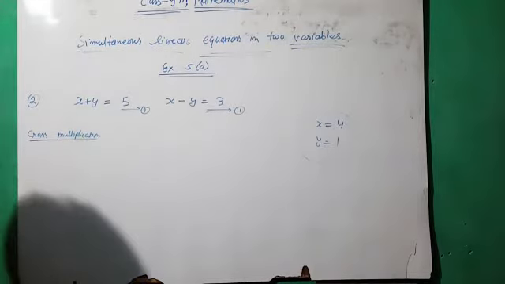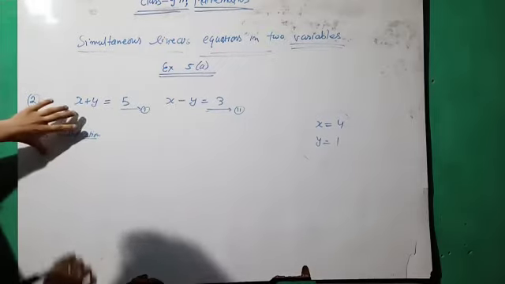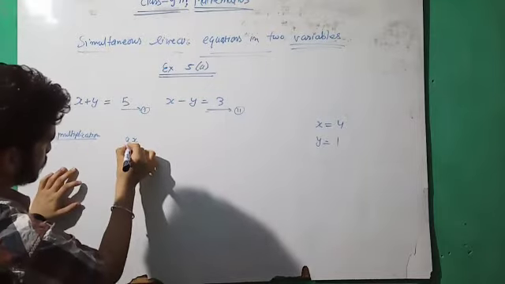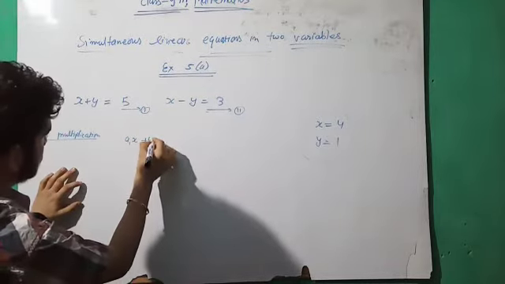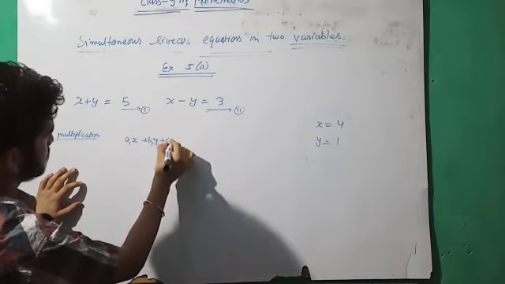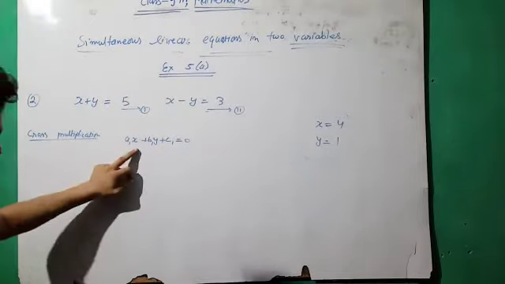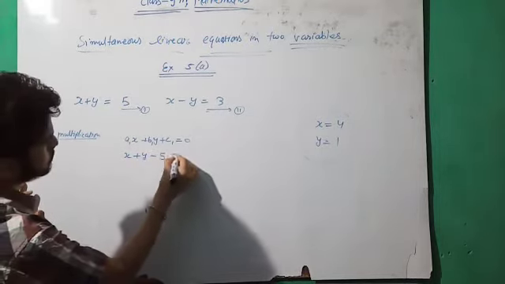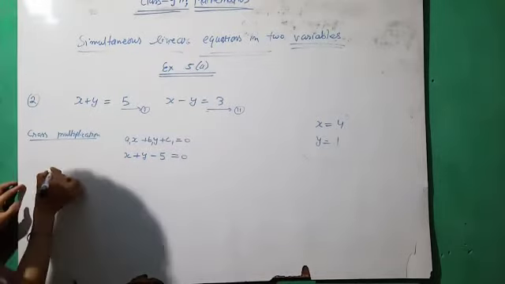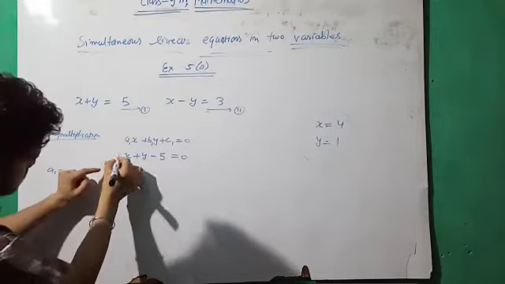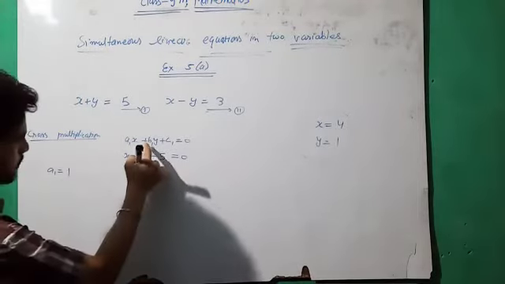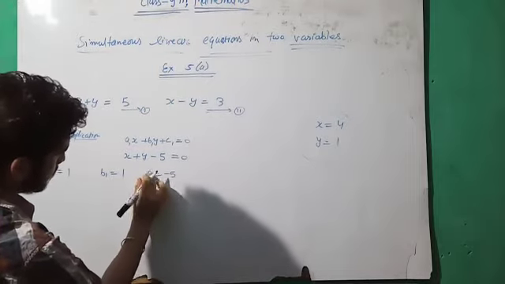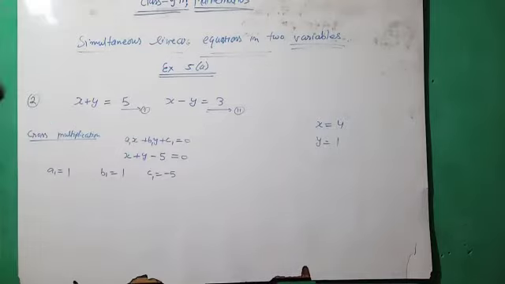I already told about it that this is a1x plus b1y plus c1 equal to 0. If you take it like this, x plus y minus 5 equal to 0. Compare this with this. a1 is 1, b1 is also 1, c1 is minus 5. Okay, now you can take equation number 2.